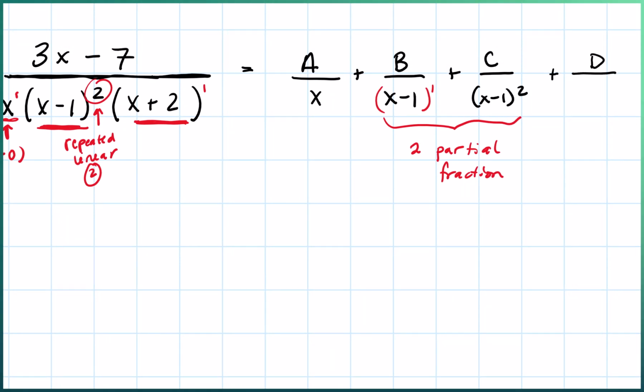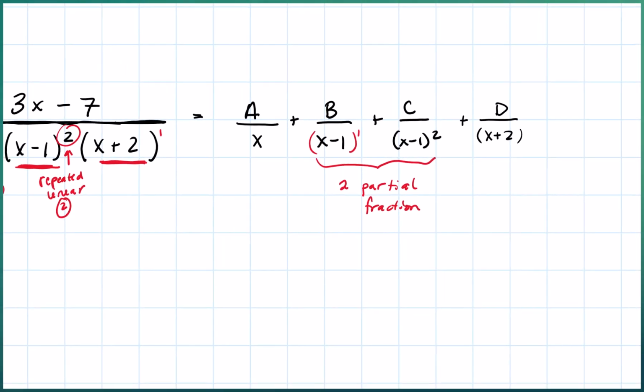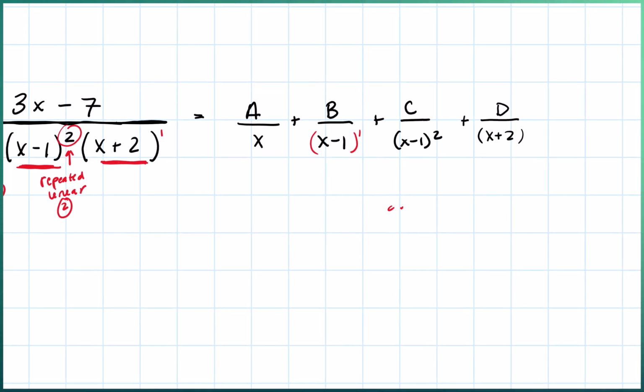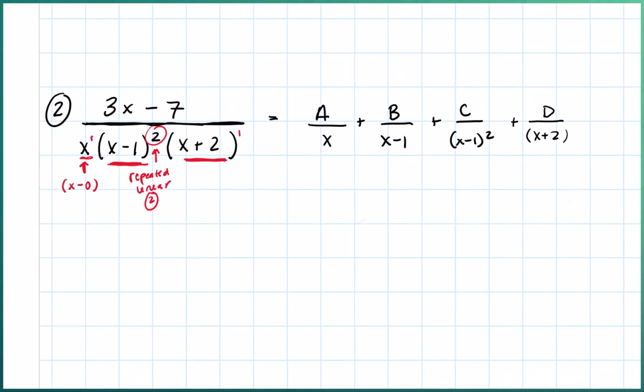And then we have one last partial fraction from the last linear factor. We'll call that D over x plus 2. We'll put that in parentheses. That was also to the first power. And that is my partial fraction decomposition. So I'll erase some of the notation. That's the partial fraction decomposition.